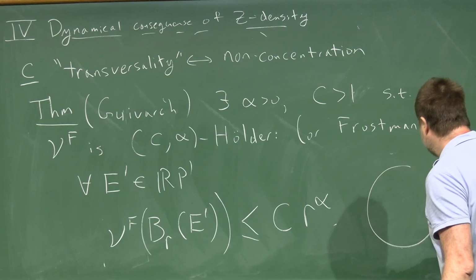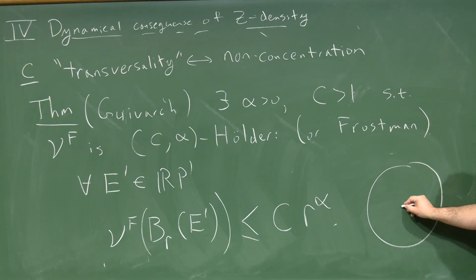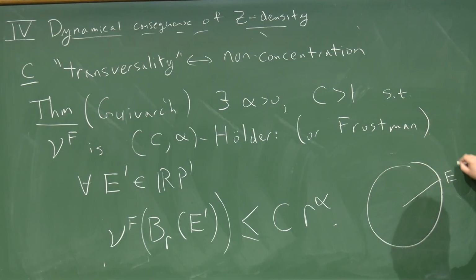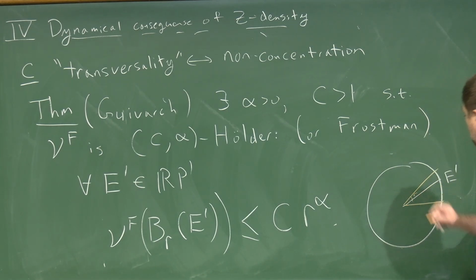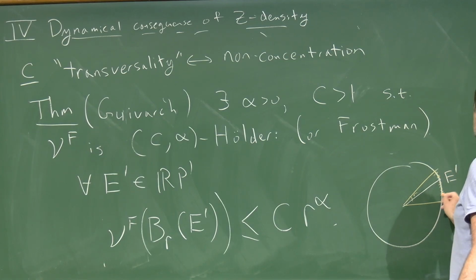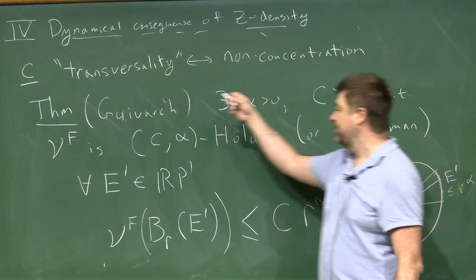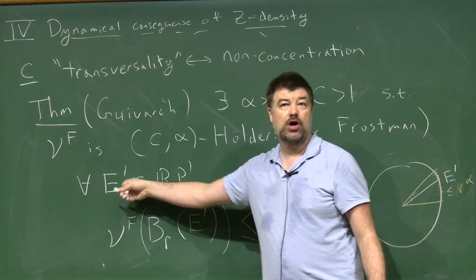And so what is the picture here? This is RP1. I pick any direction I want. What is the reasonable distance? It should be the angle. So I look in the ball of radius R, or the angle. I look angle R to the left and R to the right, and I want the amount of mass in here to decay like R to some power. And the point is that the C and the alpha is uniform over all directions.